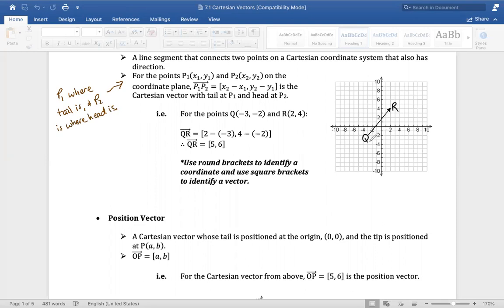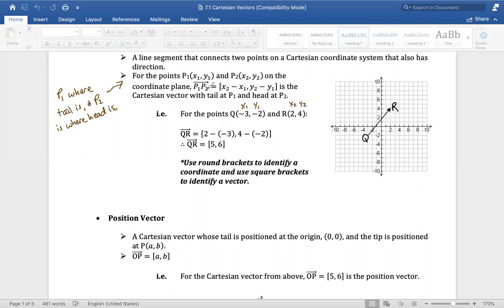So this point is, if you were to zoom in, the point -3 on X and down 2. So that's where the tail is of my Cartesian vector. And the head, the very tip of the arrow there, is at 2 and 4, right? So this would be my X1, Y1, first point, the tail. This would be my X2, Y2, second point, the head.